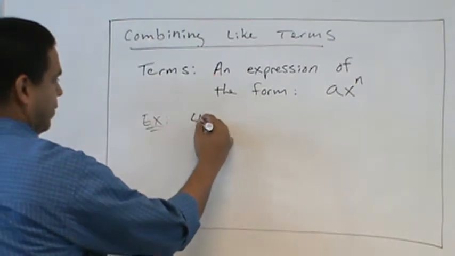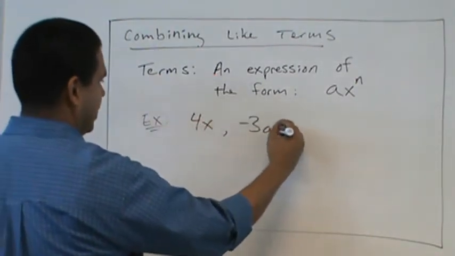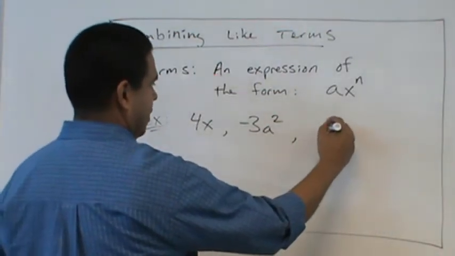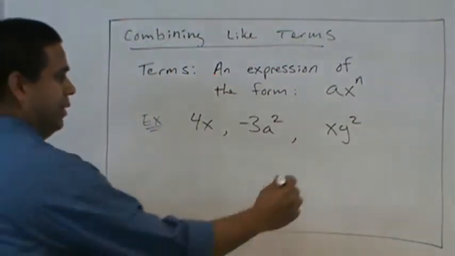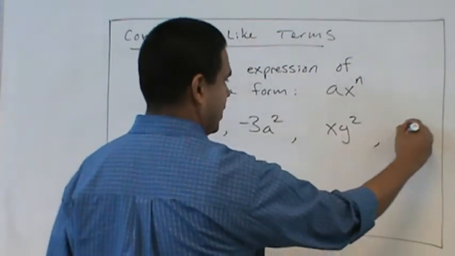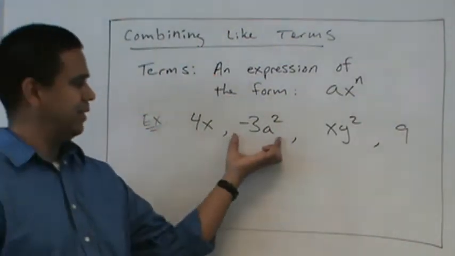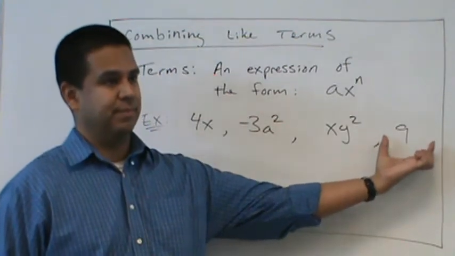We could have 4x. We could have -3a². You could even have xy². You could even have just a number by itself. This is a term. This is a term. This is a term. This is a term.